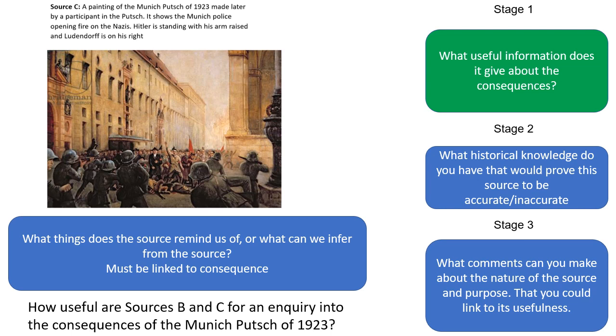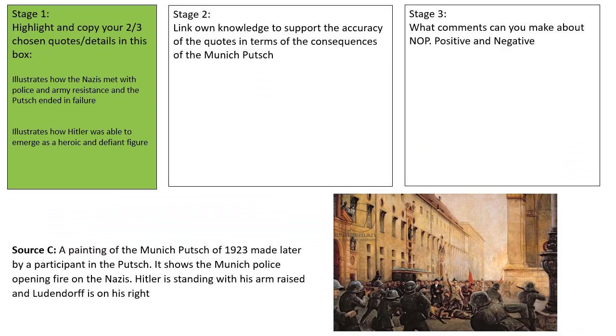A second consequence we can pick up on is the fact that Hitler's pictured in the centre as a heroic figure. So again, that reminds us of a positive consequence of the putsch for the Nazis, that Hitler's able to use it for propaganda and to promote himself. So now we can transfer this information onto our worksheet, and you can see an example here on screen. So you need to do that now.